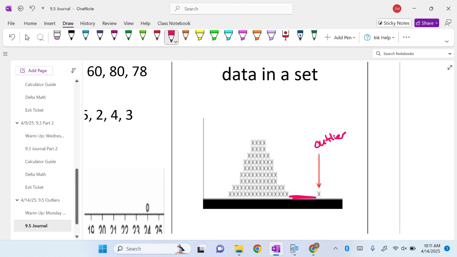All right? Heads up, guys. All right, so that's our outlier.